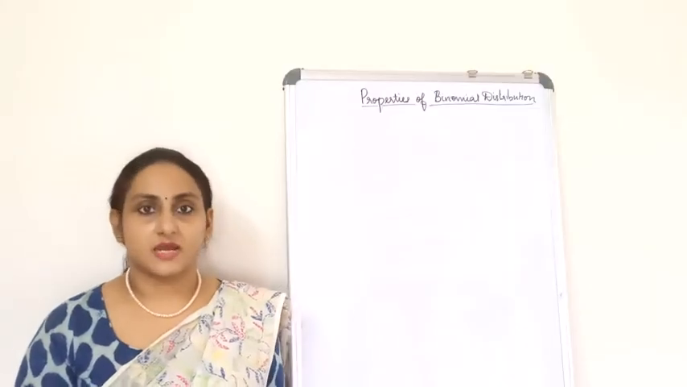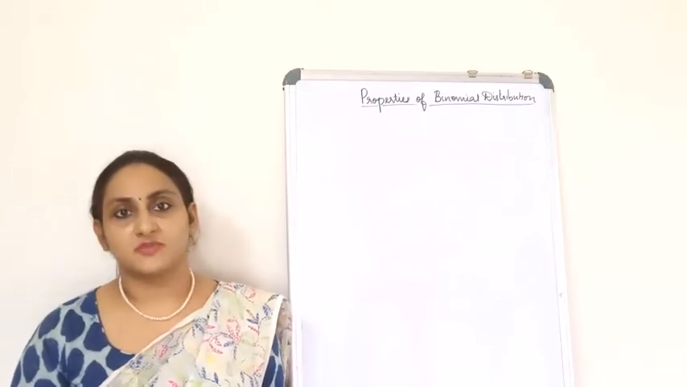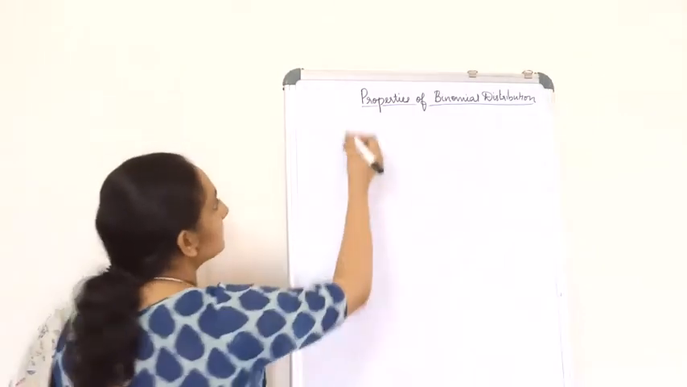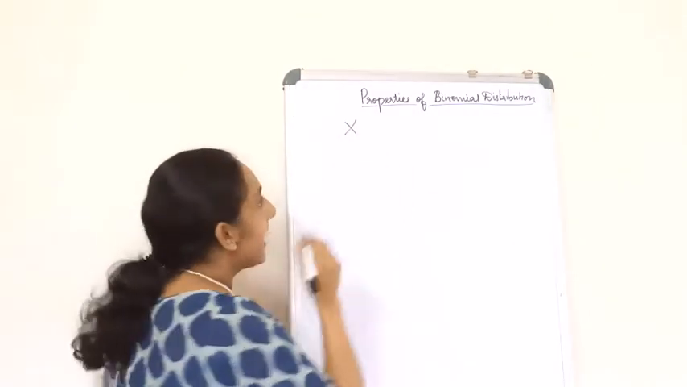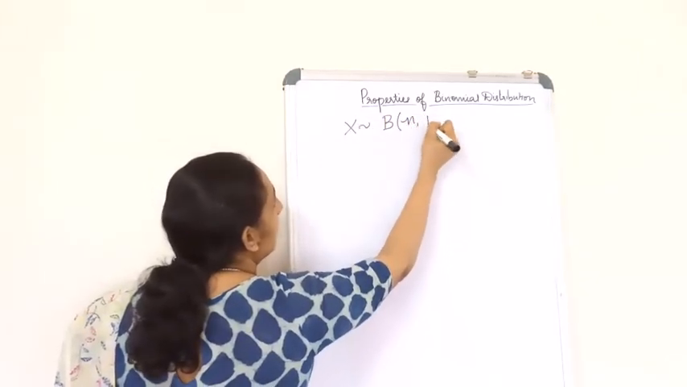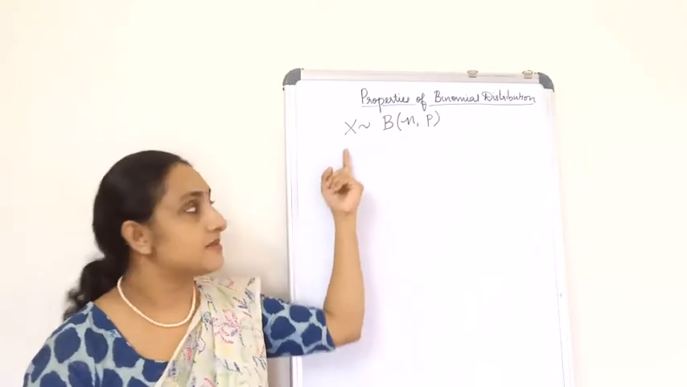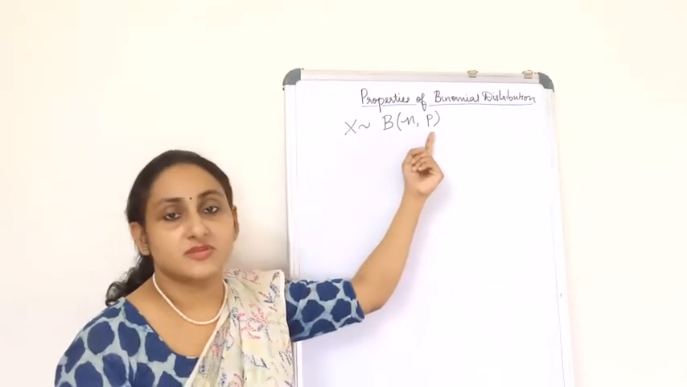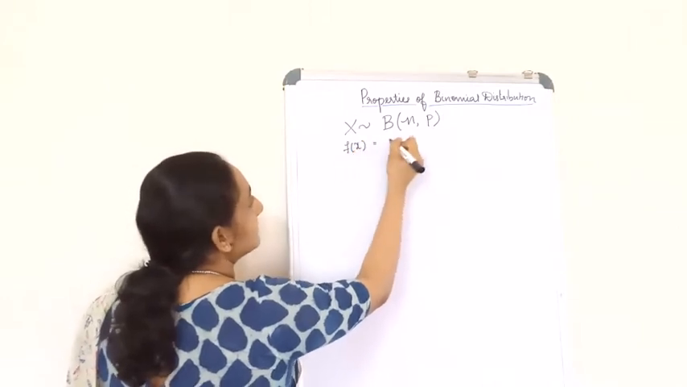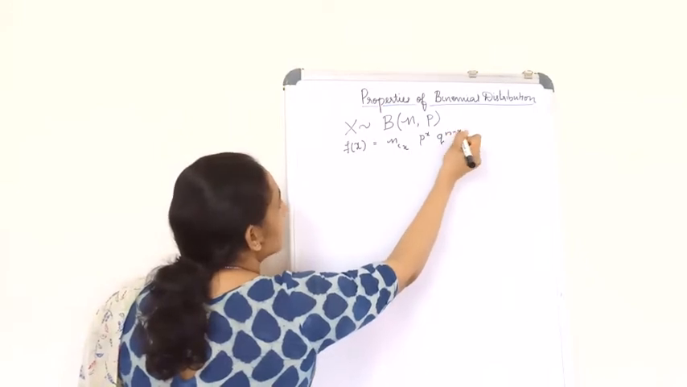Today we are going to study the properties of the binomial distribution. First we will check the mean of the binomial distribution. Now, as you know, if x is a discrete random variable and it follows a binomial distribution with parameters n, p, then f of x is written as nCx p raised to x q raised to n minus x.